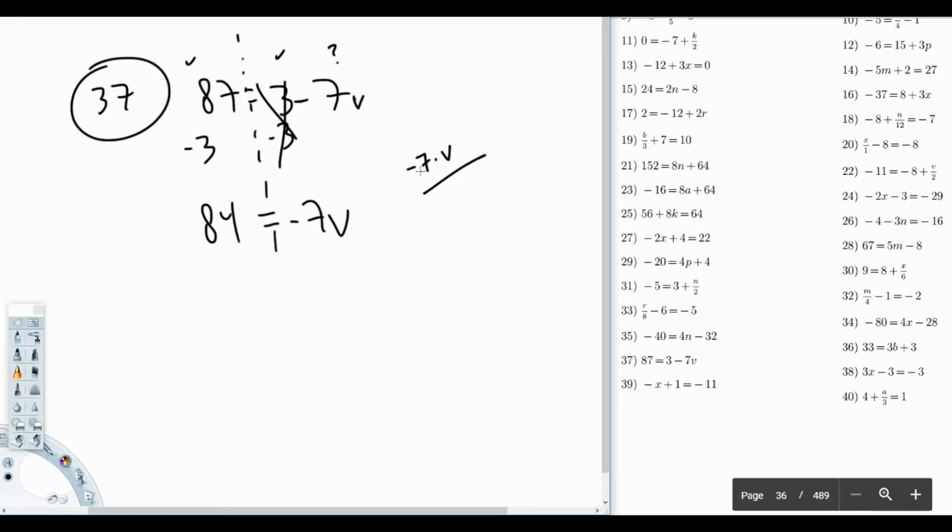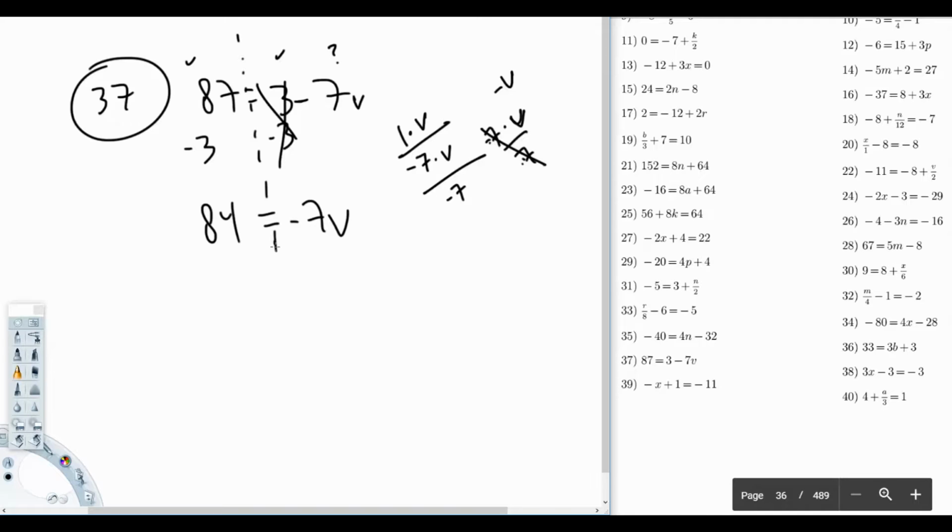You have to get rid of that negative 7. You have to divide by negative 7, right? If you divide by 7, you're going to get minus v as a result, right? Because a negative divided by a positive equals a negative. So that would be negative 1 times v, which would be negative v. We don't want negative v. We want a positive letter, a positive variable. So minus 7 divided by minus 7 equals 1 times v.